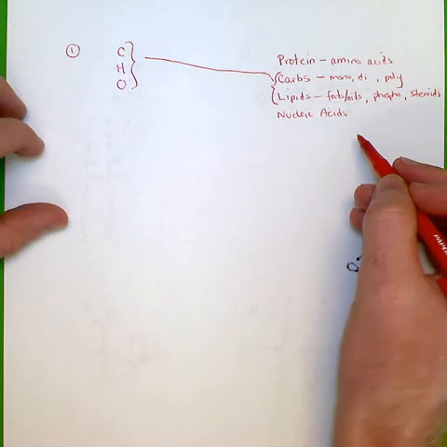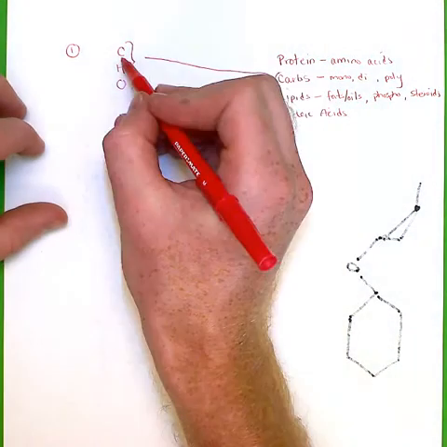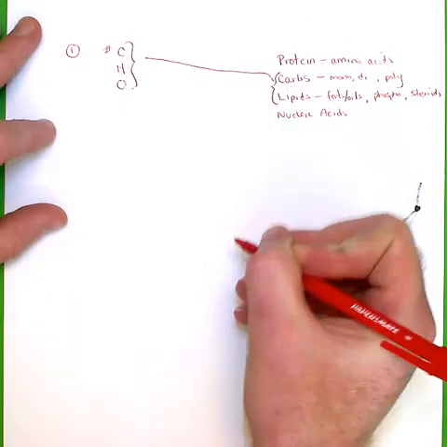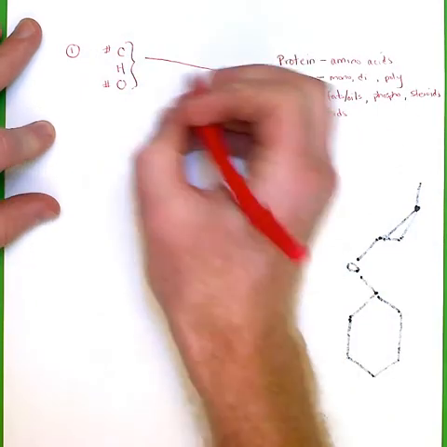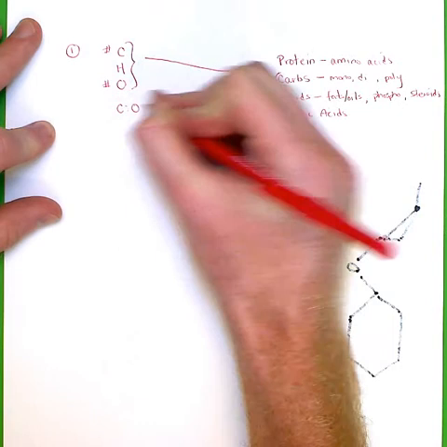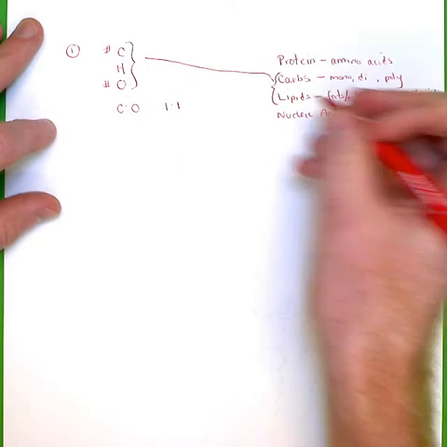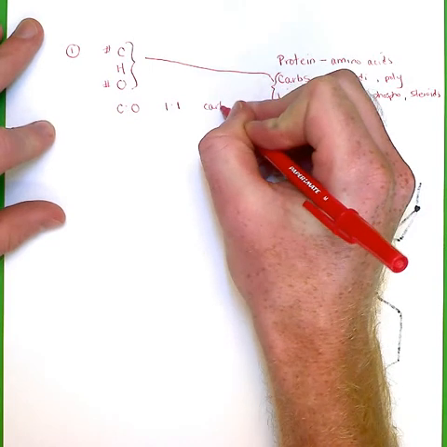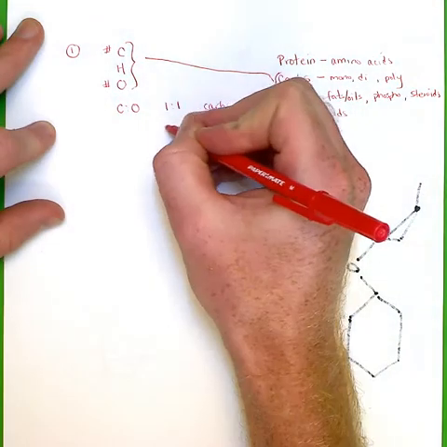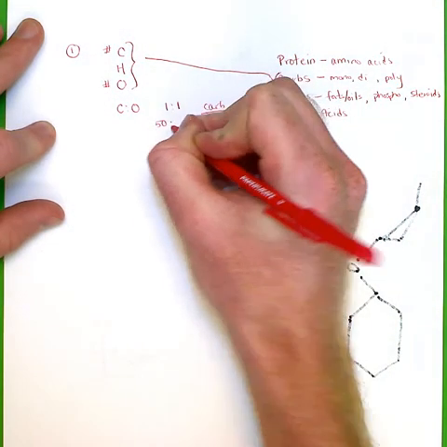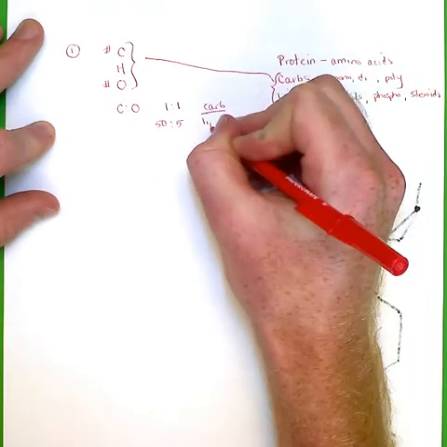Now how do we know whether we have a carb or a lipid? Well, you need to count the number of carbon and the number of oxygen. If those two fall into a 1-to-1 ratio, or very close to it, then you have a carb. If you have a lot more carbon than oxygen, then you have a lipid.